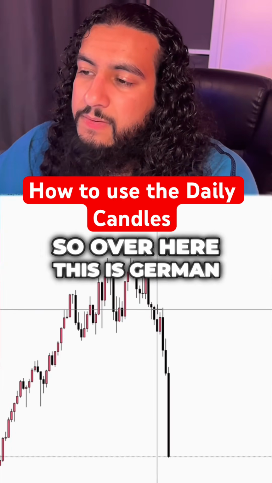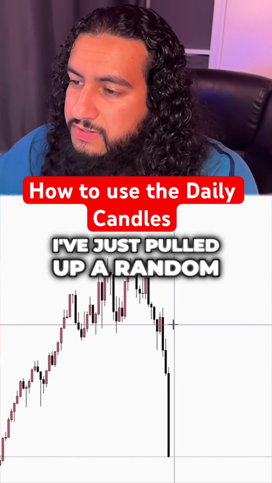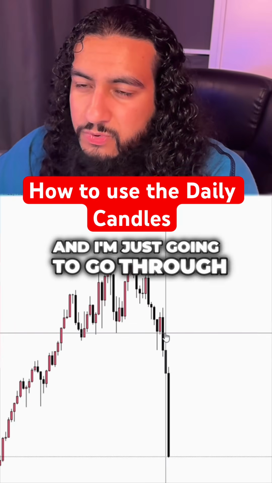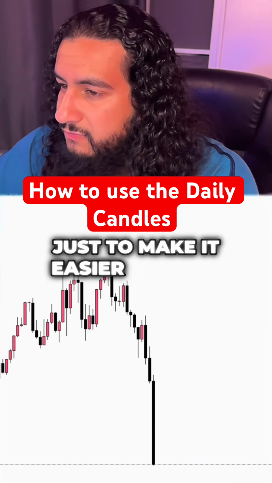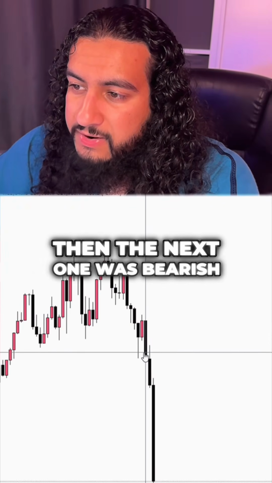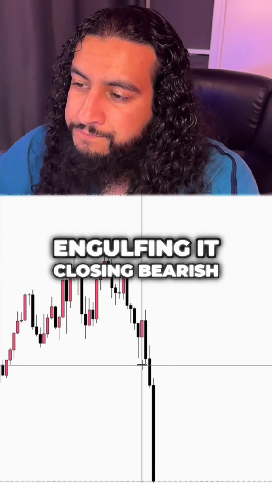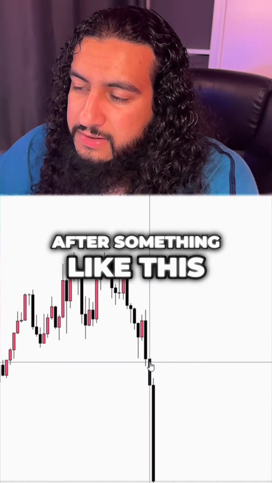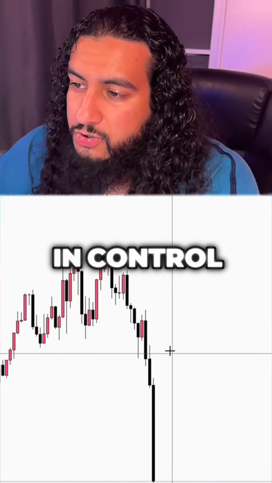So over here, this is German 40. I've just pulled up a random replay tab and I'm just going to go through one of the candles, just to make it easier for you. So over here, you can see that this daily candle was bullish and then the next one was bearish, engulfing it, closing bearish. Now, obviously, after something like this, you can expect the bears to be in control.